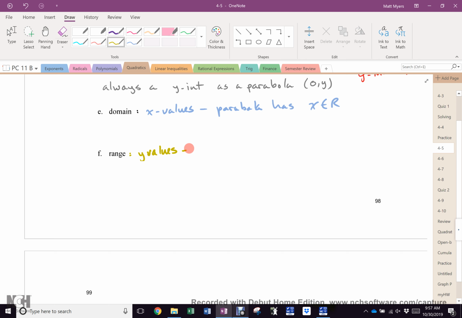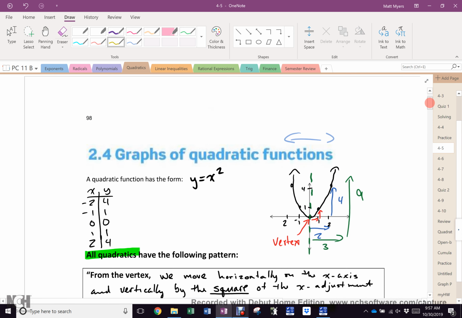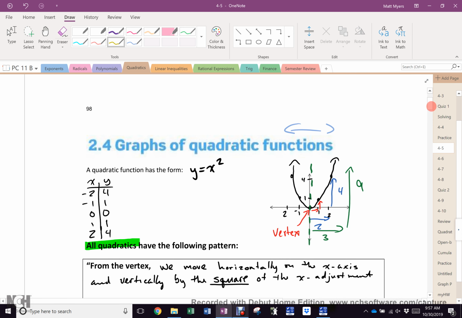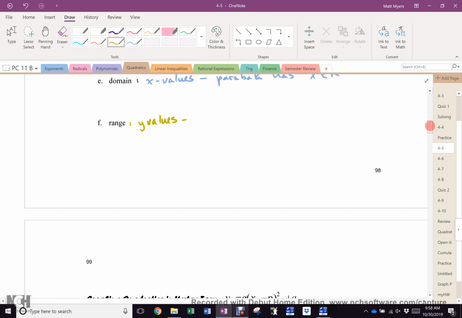Not in this case, but in all cases. What is it? I think I heard you just say it. It's the... No. I thought I heard you say something else. Look at the graph. The range is the y values. What point on the graph stops the y values? The vertex. The range is limited by the vertex.